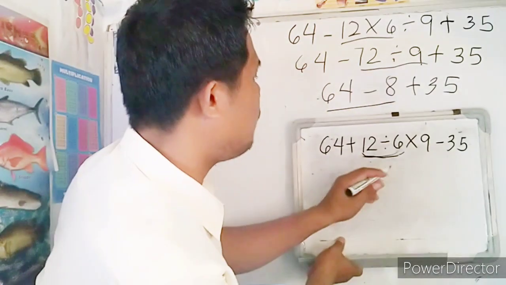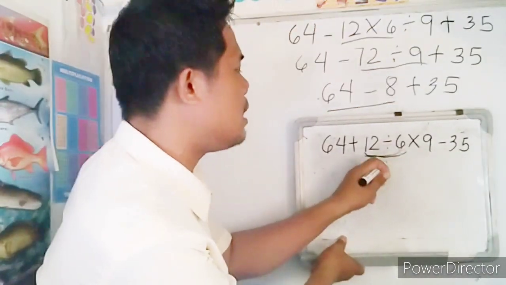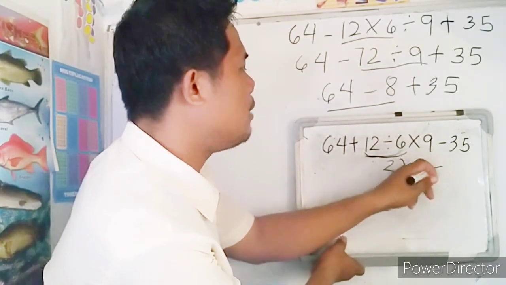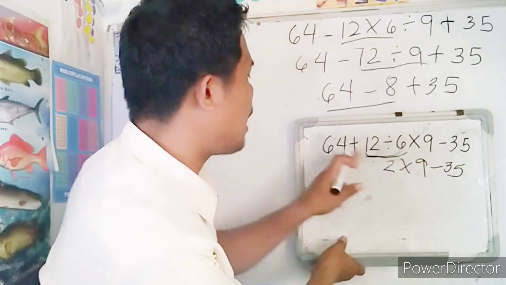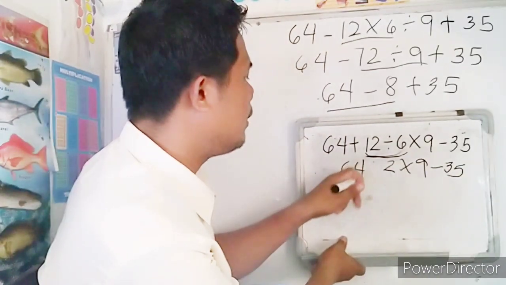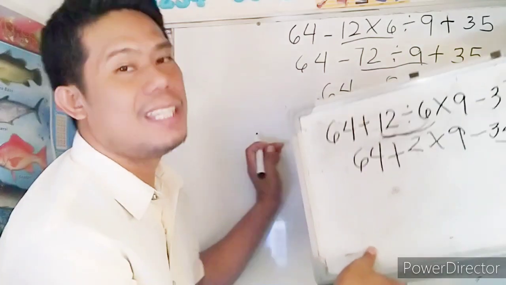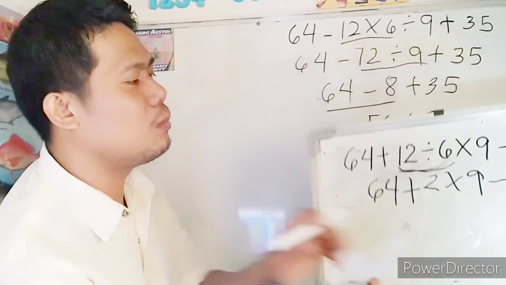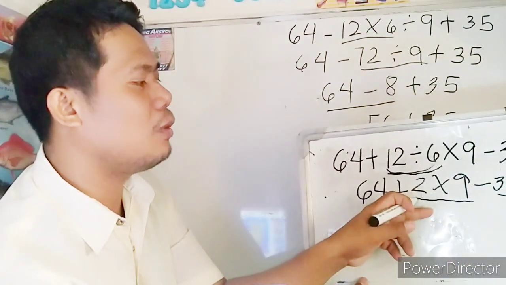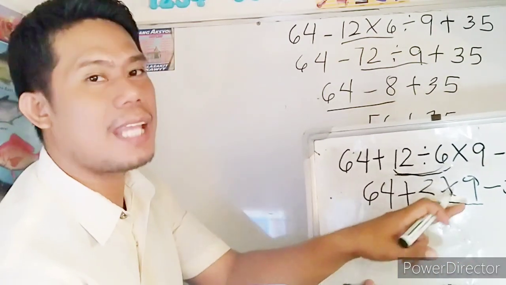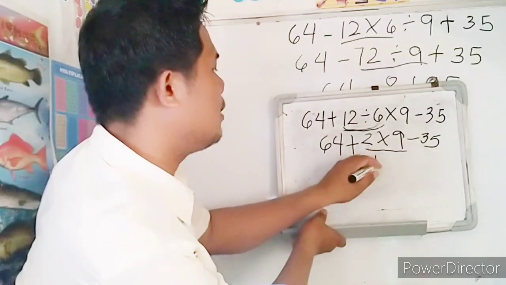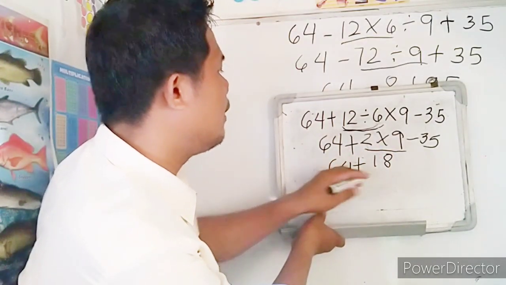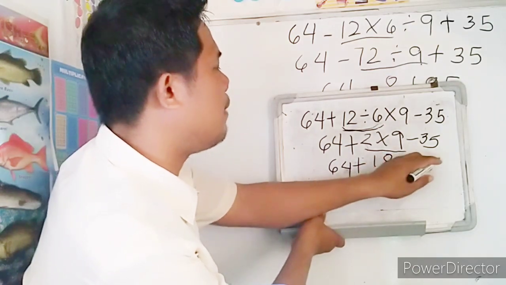Okay? So, now we're going to divide. So, 12 divided by 6 equals 2. Then, copy times 9 minus 35. Then, copy also 64. Then, addition sign. Now, what is the next operation? Alright, so multiplication na tayo. So we're going to multiply. 2 times 9 equals 18. So we have, copy, plus 64 minus 35.